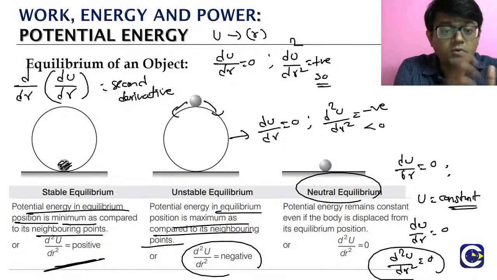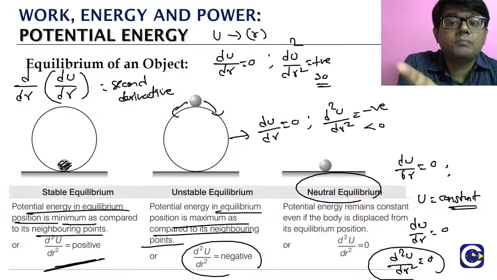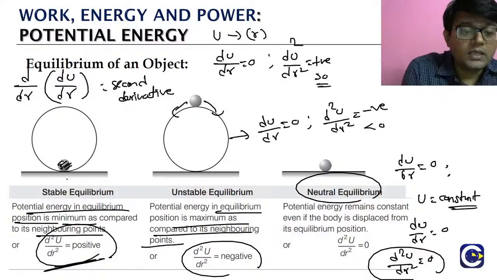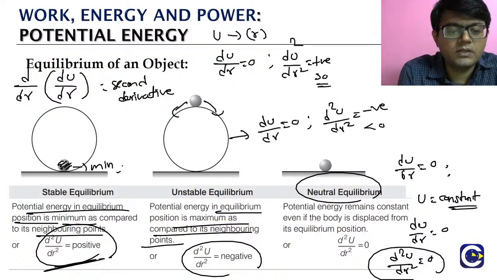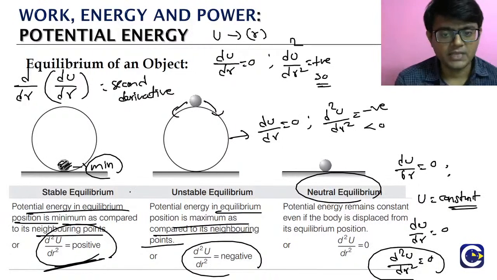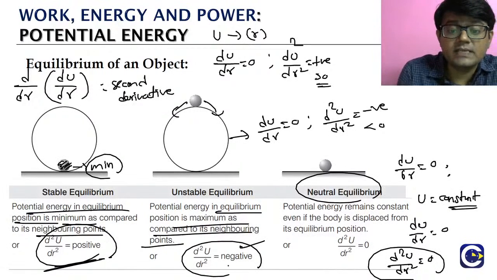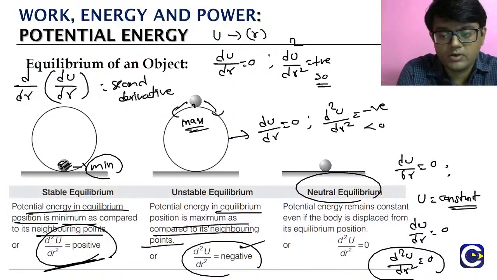Then, if you want to classify it as stable, unstable or neutral, look at the second derivative. If the second derivative is positive, it means that at that particular point the potential energy function is achieving the minimum value. That represents stable equilibrium. Wherever the energy is minimum, that is stable equilibrium. If the second derivative is negative, the potential energy has the maximum value, and that is unstable equilibrium.